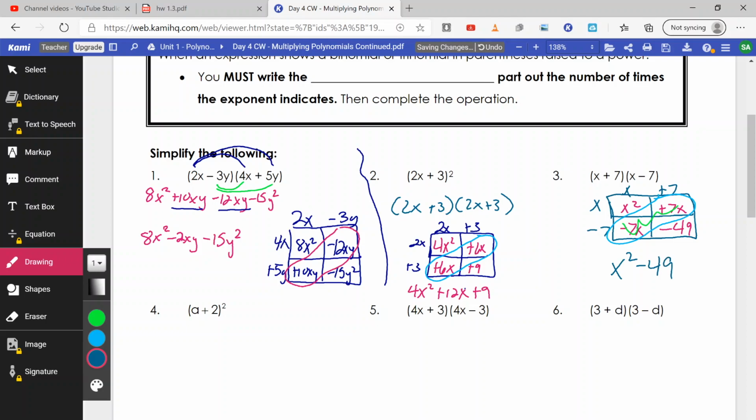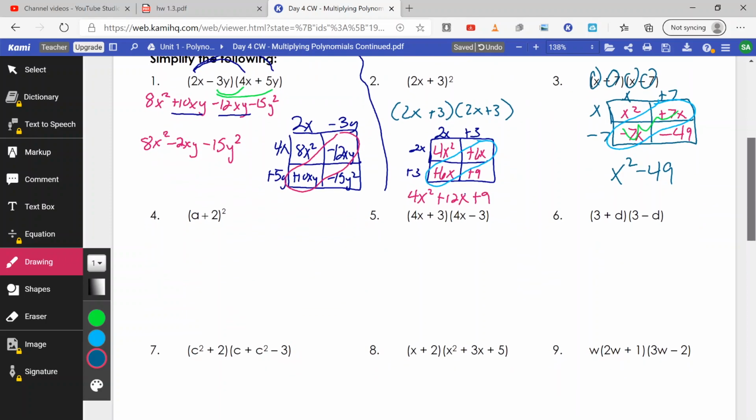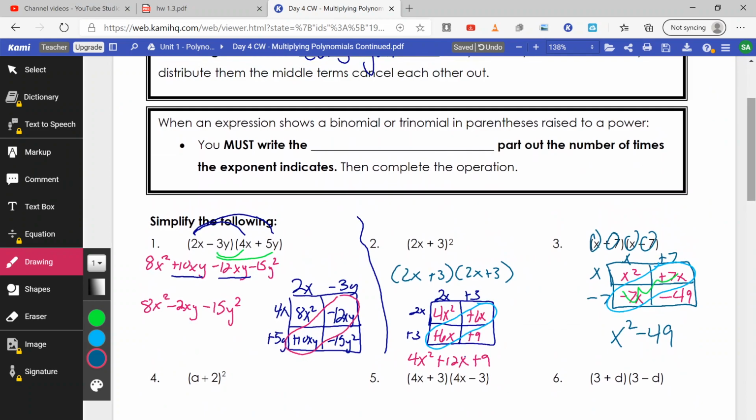So that's the conjugate. So notice in this case, we can kind of do shorthand. X times x is going to give me the x squared. 7 times negative 7 is going to be the negative 49. I don't recommend doing that. I recommend doing the box method just to make sure, or using distribution in order to get the correct answer.